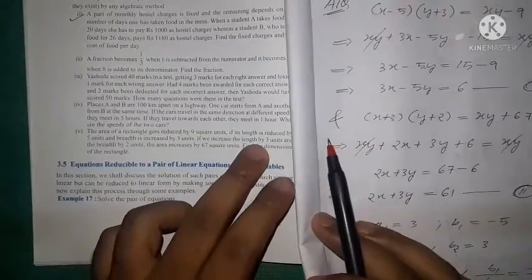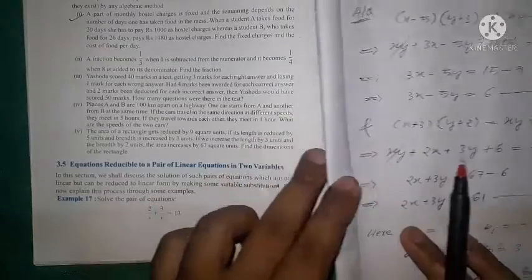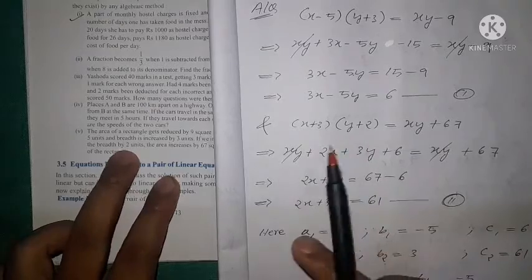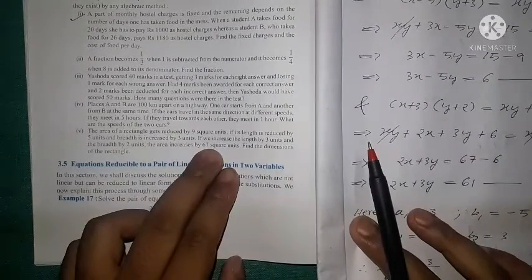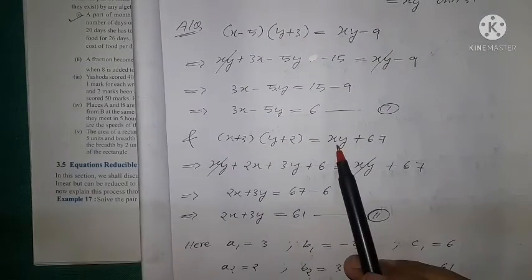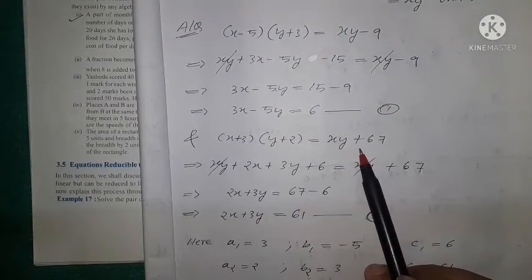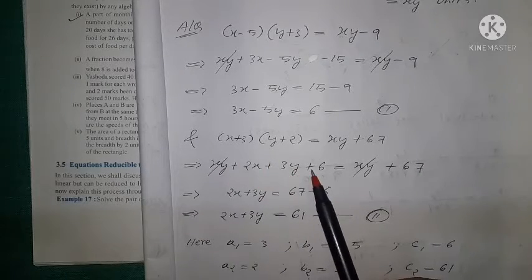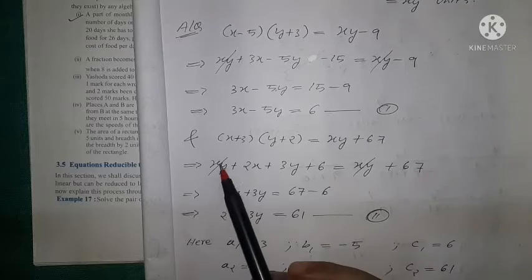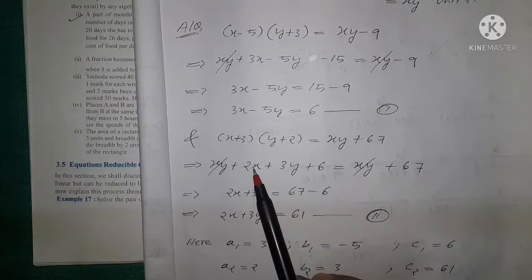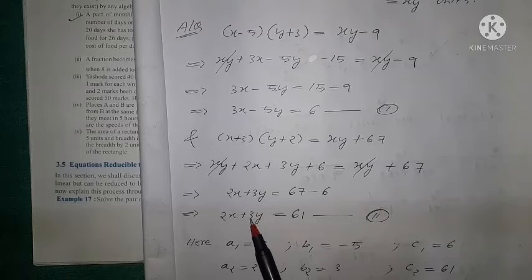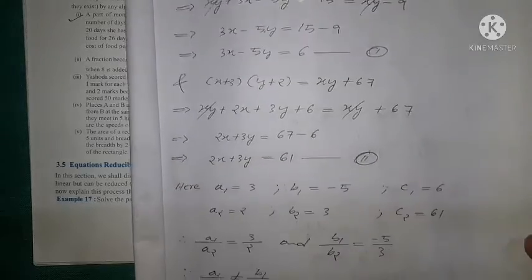Again, for the second condition, it is given that if we increase the length by 3 units, so therefore x plus 3, and the breadth by 2 units, that is y plus 2, then the area increases by 67 square units. So the area, which is xy, increases by 67, so plus 67. So apply the distributive law and multiply: xy plus 2x plus 3y plus 6 equals xy plus 67. So xy cancelled. So what remains there? 2x plus 3y, the 6 goes to the other side and becomes minus 6. So therefore 2x plus 3y is equal to 61, which is equation number 2.